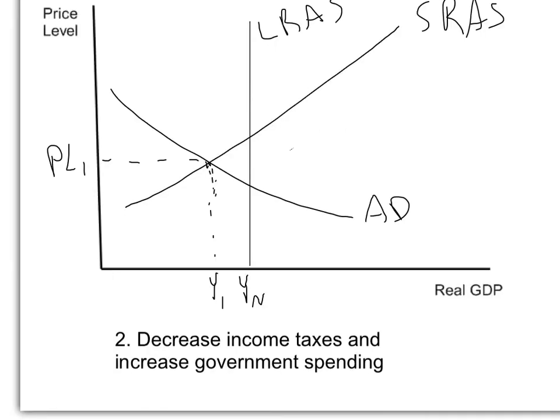Okay, so here we have our economy in a recession. The equilibrium point is below or to the left of the long run aggregate supply, the natural rate of output, the full employment output.